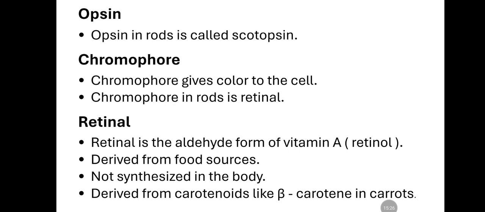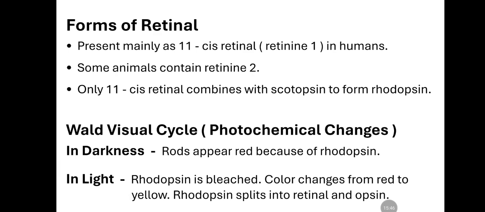Retinol derives from food source, not synthesized in the body. Derived from carotenoids like beta carotene in carrots. Form of retinal present mainly as 11-cis retinal in human retina. Some animals contain retinal too. Only 11-cis retinal combines with scotopsin to form rhodopsin.